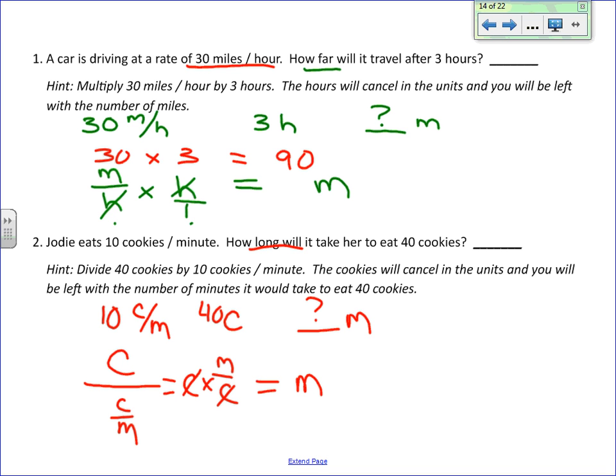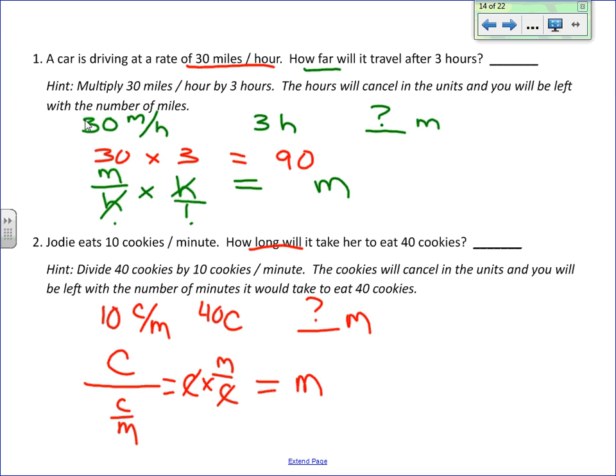We could also use common sense. A car is driving at 30 miles per hour. That means in 1 hour, so this is back to the first one, how many miles does it drive? 30. So how far would it drive in 3 hours? 90. All right. Jody eats 10 cookies per minute.